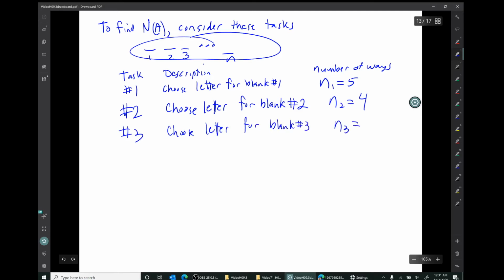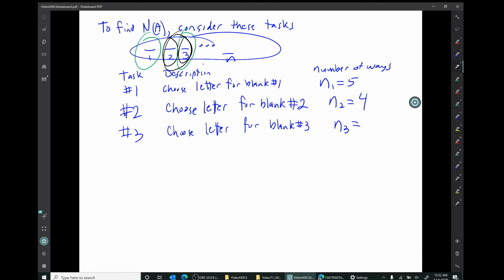Now in the past, when we've counted strings, we've often discussed strings where no repetition is allowed. And in that case, we would put the number 3 in this spot. But all that we have to make sure we don't allow is the same letter to go here that was used here. We don't care if the same letter that was in blank 1 goes into blank 3. We just care that these two adjacent letters are not the same.